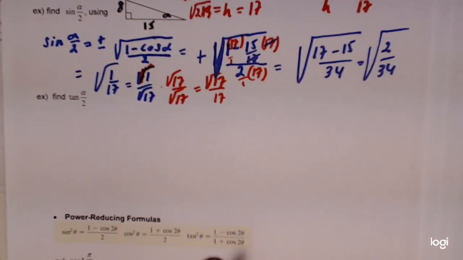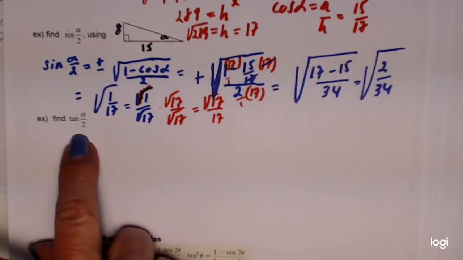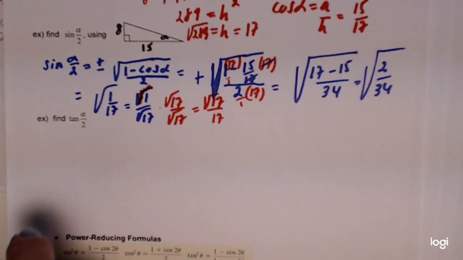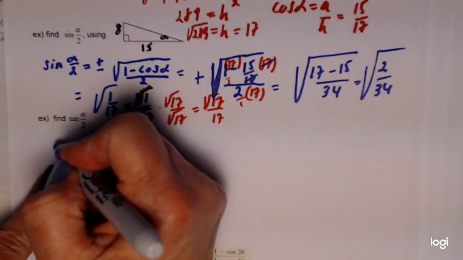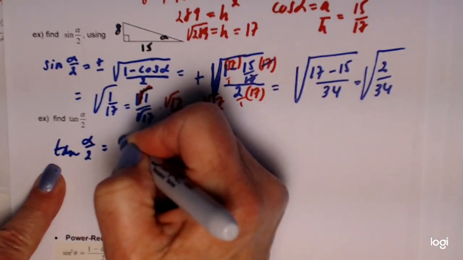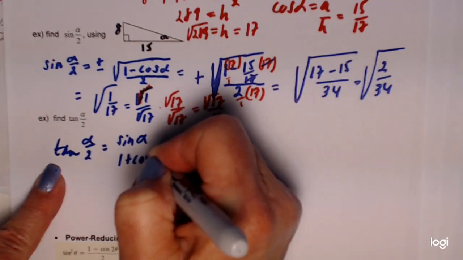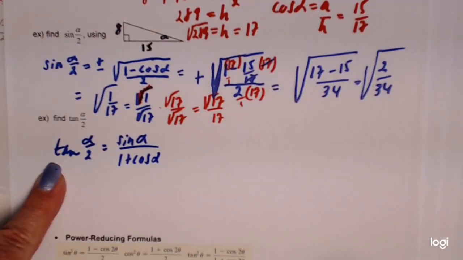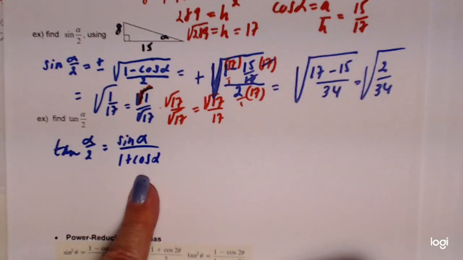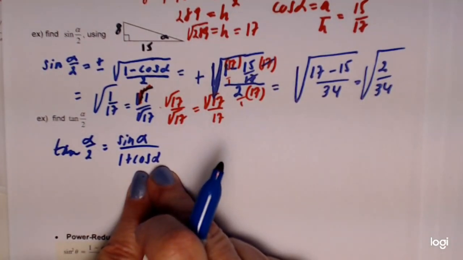Now the last one in these half angle formulas, we're going to look at the tangent of a half angle. So for this particular example, I'm going to use the formula that the tangent of alpha over 2 is equal to the sine of alpha over 1 plus the cosine of alpha. Different than the one I used in the other example. As I said, you can use any. I'm going to use this one just to show you what another one would look like.